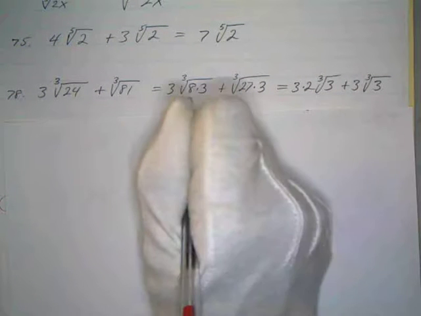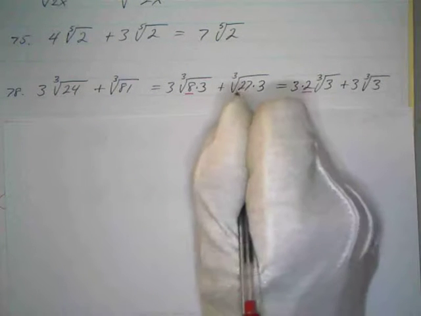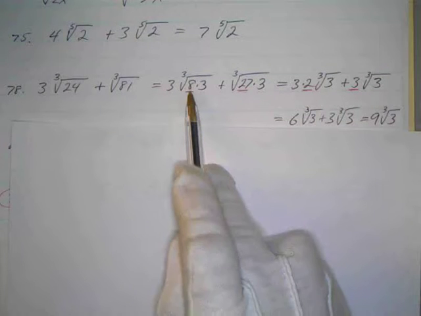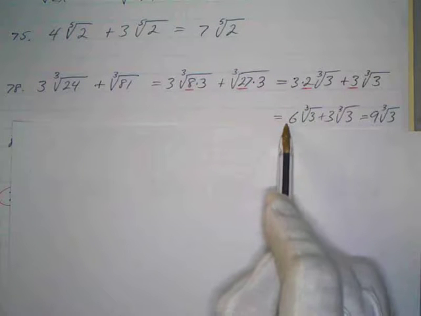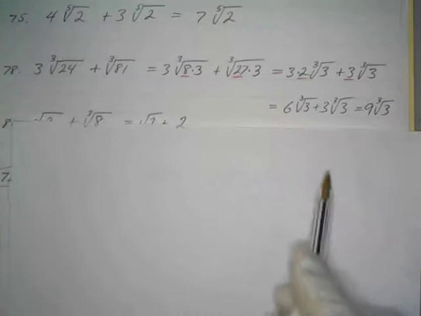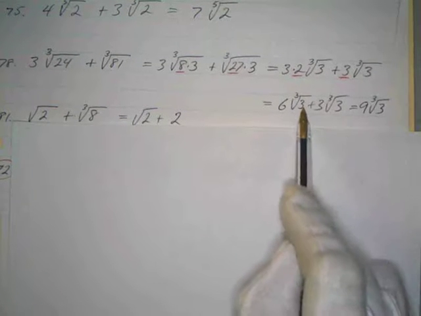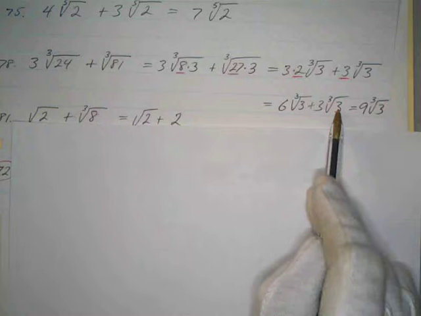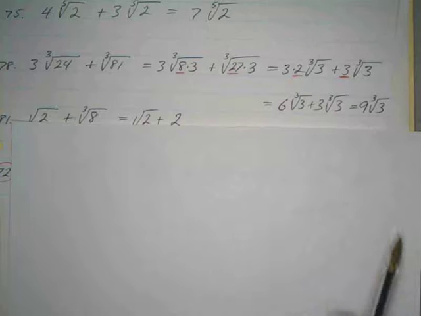Now I'll bring this out. So what's the cube root of 8? 2. So that comes out here. And what's the cube root of 27? 3. That comes out there. Okay? So I hope you can see that. When I simplify that, the cube root of 8 is 2, and the cube root of 27 is 3. And what's 3 times 2? 6. So I've got 6 of these. Let's move this over a little bit more. So I got 6 cube roots of 3 plus 3 cube roots of 3. So now I have the same index and the same radicand. So it's like 6 red apples plus 3 red apples is 9 red apples. Okay? Or 6 cube roots of 3 plus 3 cube roots of 3 is 9 cube roots of 3.